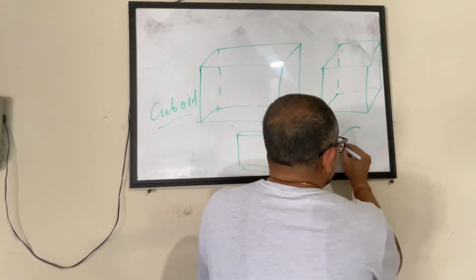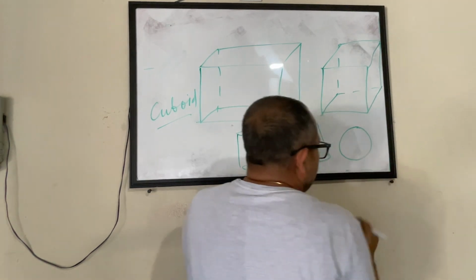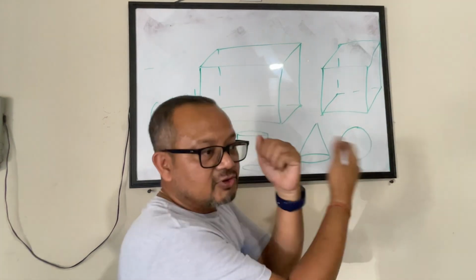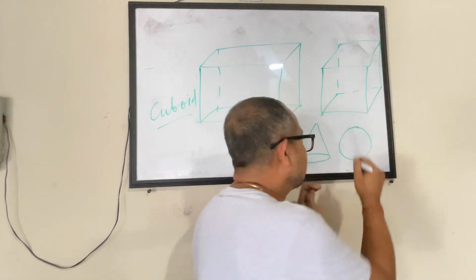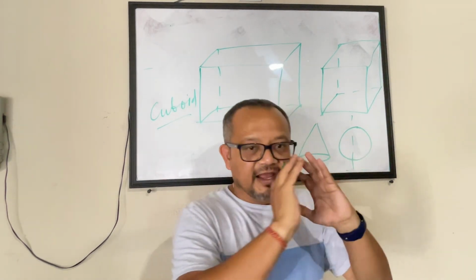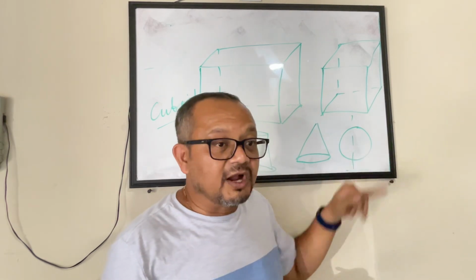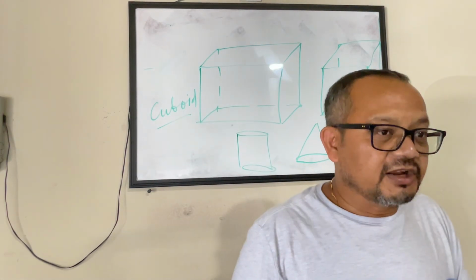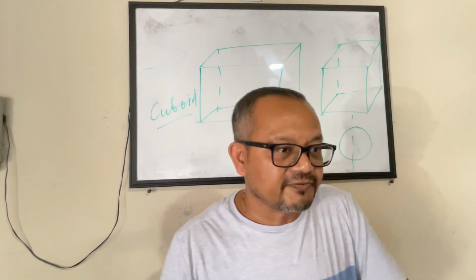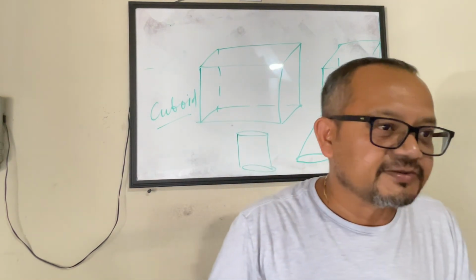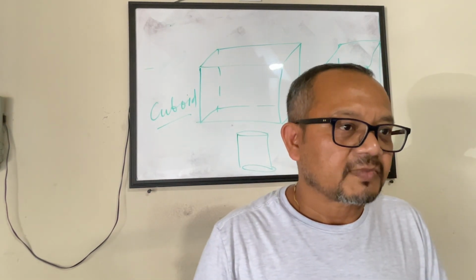Another thing, we learned about the circle. Now imagine this circle being rotated against an axis here, and that becomes like a ball. That ball is nothing but a sphere. We'll talk about the volume and surface area of a sphere also.